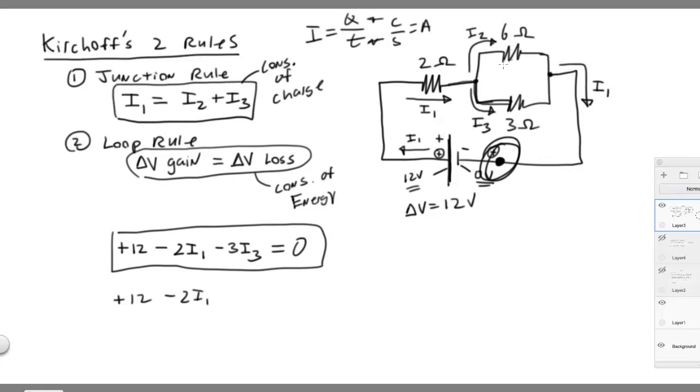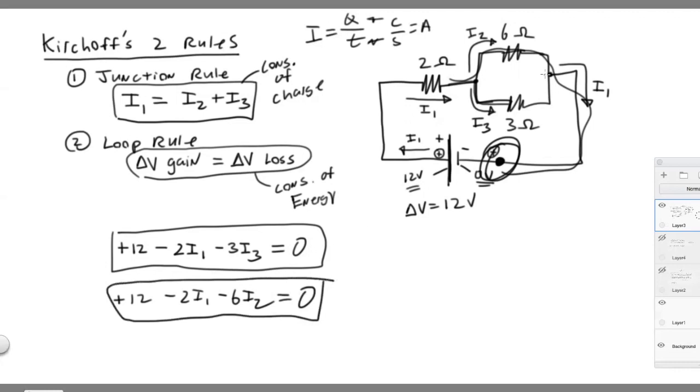Now let's go top path. We go top path, the voltage loss there is going to be 6I2, and then we're back to where we started. Voltage gain equals voltage loss, so it all adds up to 0. Last possible loop we could do, let's do a loop for this upper part right here. Let's start looping right here.